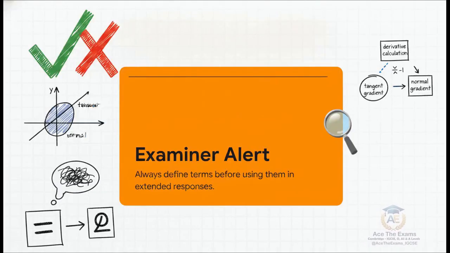I want to highlight a massive examiner alert pulled directly from the principal examiner reports. It says, candidates consistently confuse key terminology. Always define terms before using them in extended responses. In the context of differentiation, this means clearly stating what you're actually finding. If the question asks for the gradient of the normal, don't just calculate the derivative and stop there. The derivative gives you the gradient of the tangent. You need to explicitly show the step where you take the negative reciprocal to find the normal. Terminology confusion is exactly what turns green check marks into red pen marks.